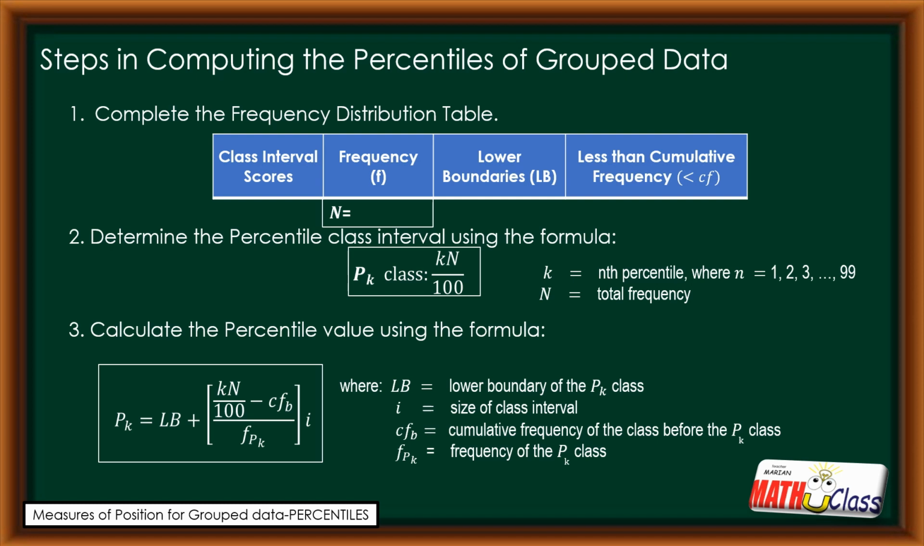As you have observed, the only difference among the three measures of position, quartiles, deciles, and percentiles, in solving their values for grouped data is the constant denominator found in the given formula. Since we are dealing with percentile, the denominator here becomes 100 because percentile divides the distribution into 100 equal parts. So now let us proceed to the example.